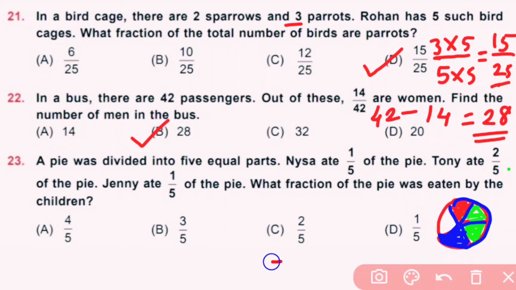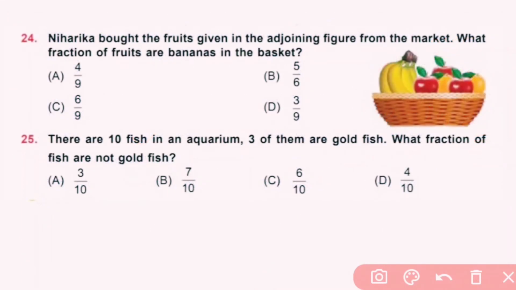So total part 5 and this 4 part eaten by children. So 4 by 5. A is correct answer. Question number 24. Niharika brought the fruits given in the adjoining figure from the market. What fraction of fruits are bananas in the basket? There are total 9 fruits in the basket and out of 9, 4 are bananas. So fraction will be 4 by 9. A is correct answer.